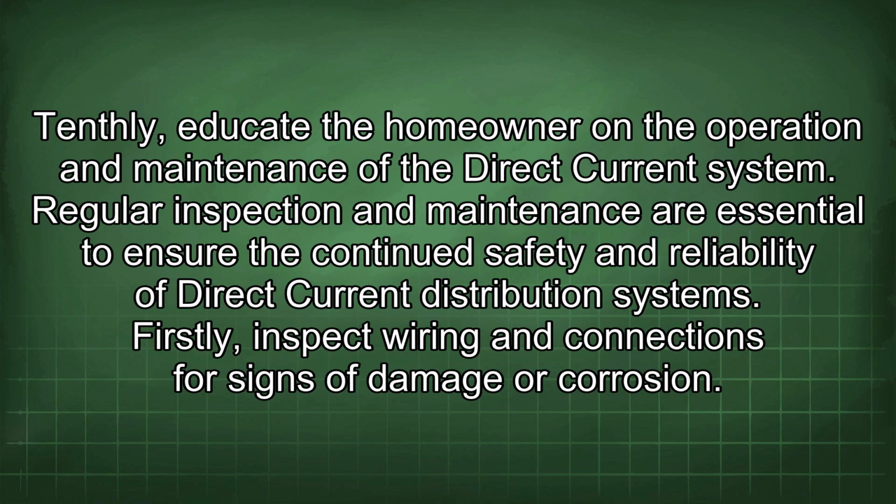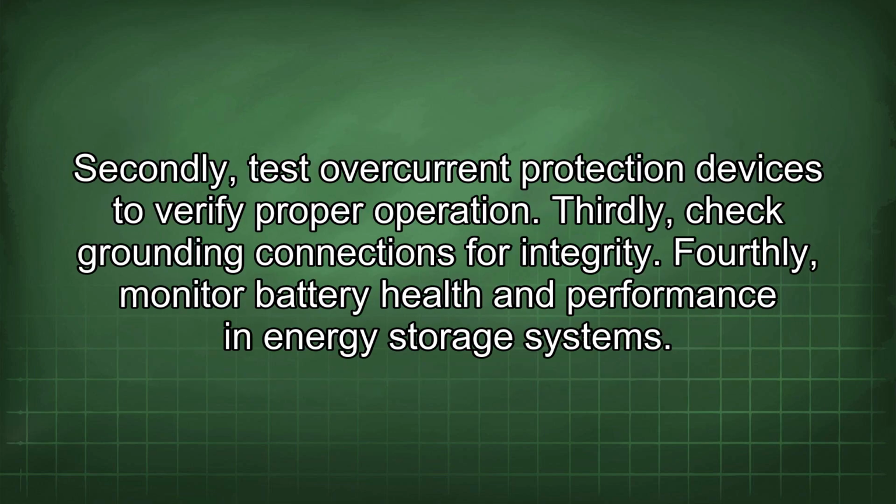Regular inspection and maintenance are essential to ensure the continued safety and reliability of direct current distribution systems. Firstly, inspect wiring and connections for signs of damage or corrosion. Secondly, test overcurrent protection devices to verify proper operation. Thirdly, check grounding connections for integrity.